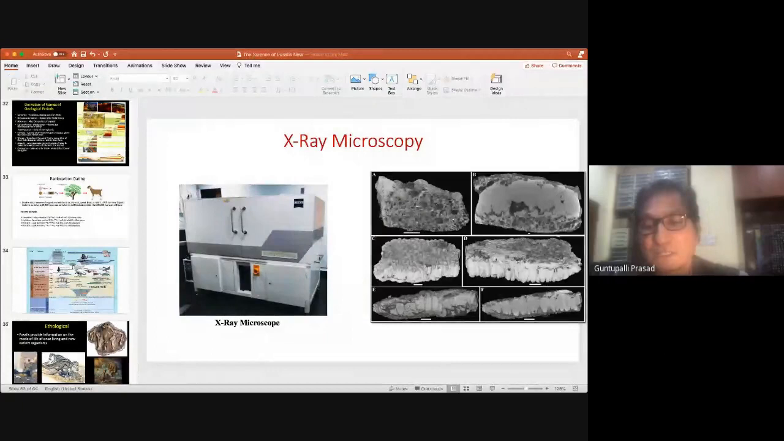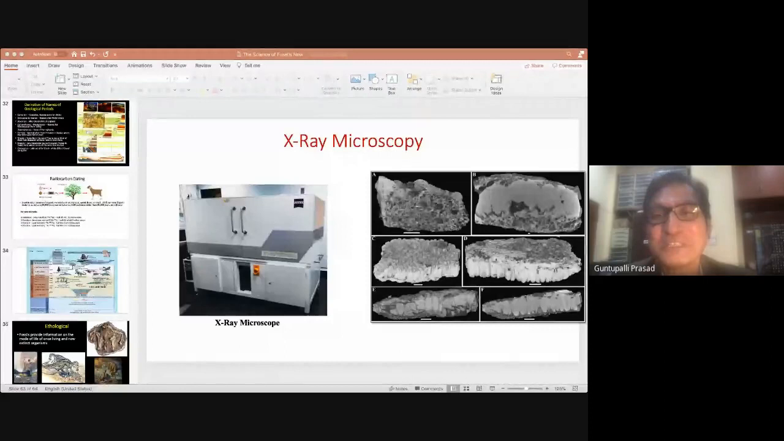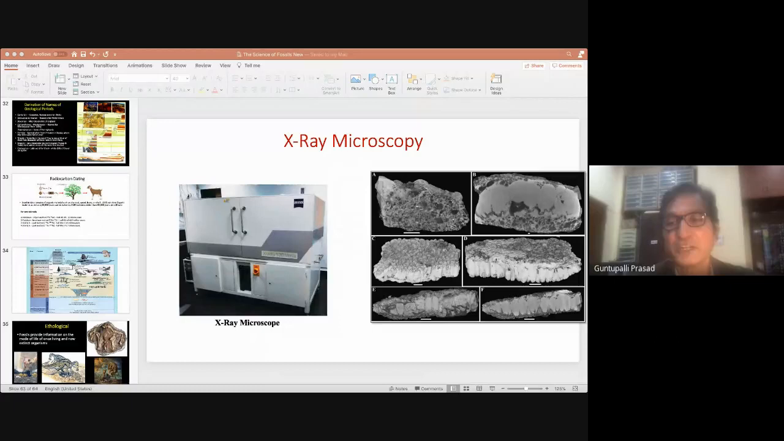Aslisaurus. Most of the youngsters know more names of dinosaur species than me. I have not heard about this name, so I cannot comment about it. Is it from the Cretaceous? Yes, sir, the Cretaceous period.